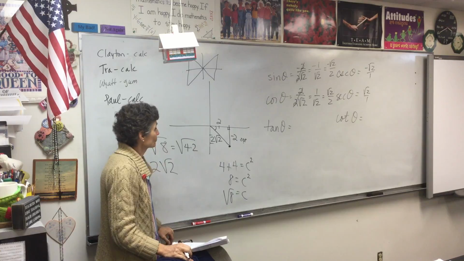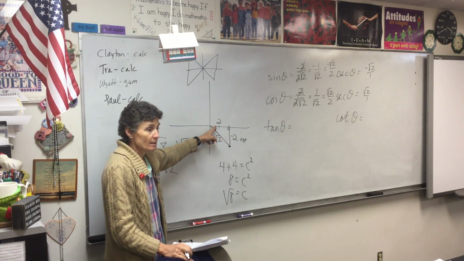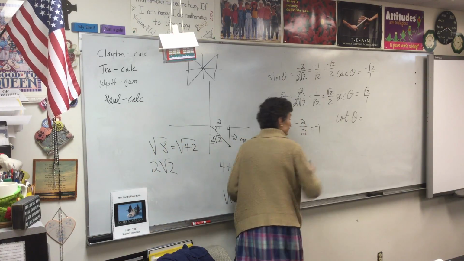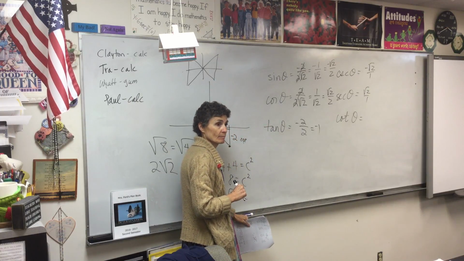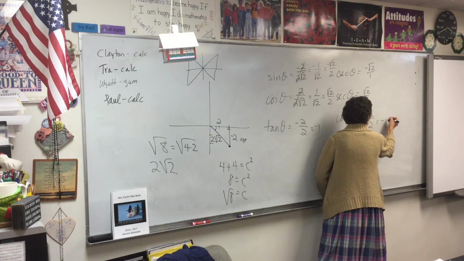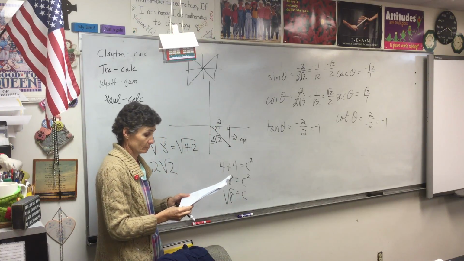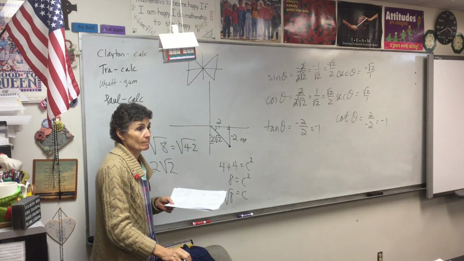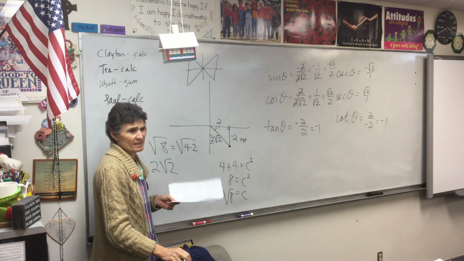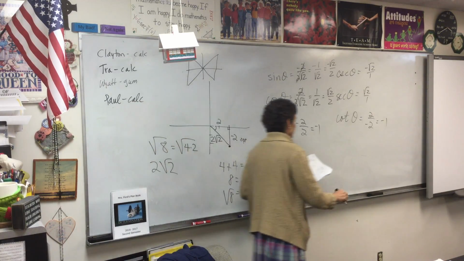Tangent. Opposite over adjacent, so that'll be -2 over 2, which is -1. Which means the cotangent is 2 over -2, which is also -1. That was a little hard because of the simplifying stuff. Don't get bogged down in it. You can handle it.